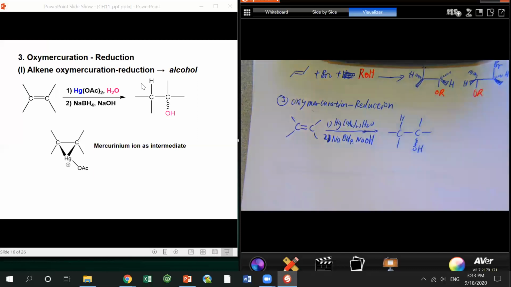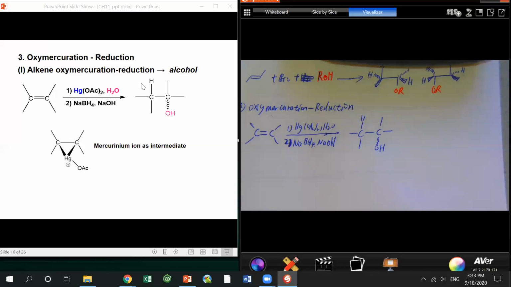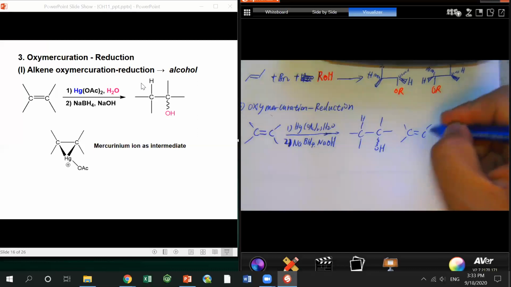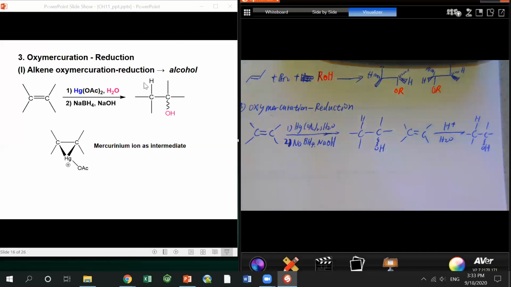So that's this reaction. We can study it together with one alcohol formation reaction we learned in mechanism 1, the acid-catalyzed hydration. Remember that reaction: you have the double bond, then H plus with water, and you can also generate a similar product, an alcohol.